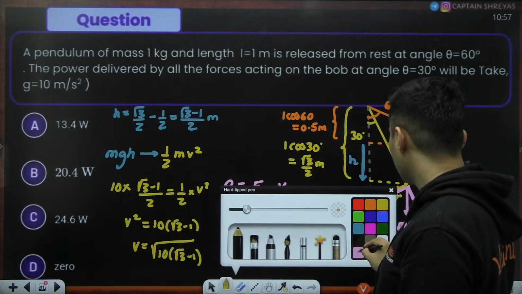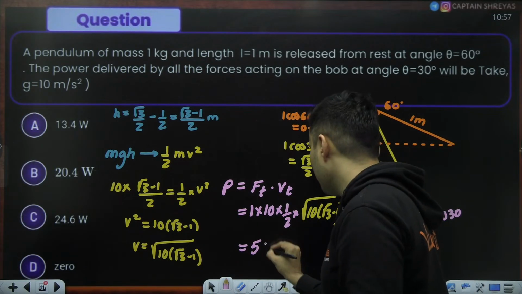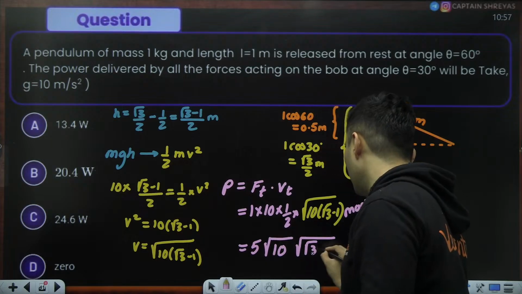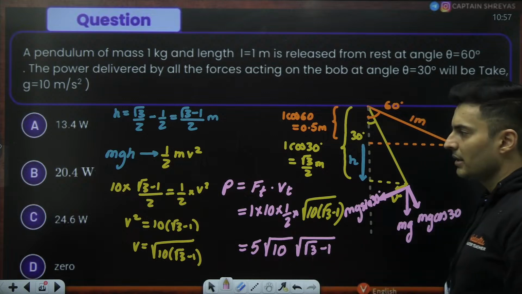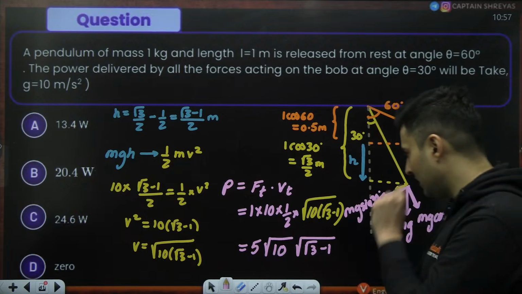So 10 by 2 is nothing but 5. So it will be 5 multiplied by root of 10 multiplied by root of root 3 minus 1. That is what the power will come out to be. Now you can do the math, it is not that difficult.